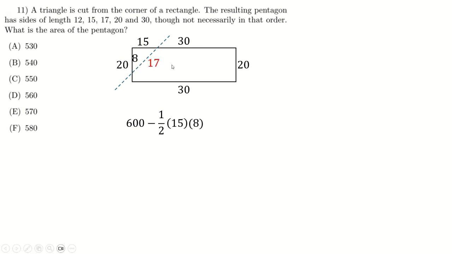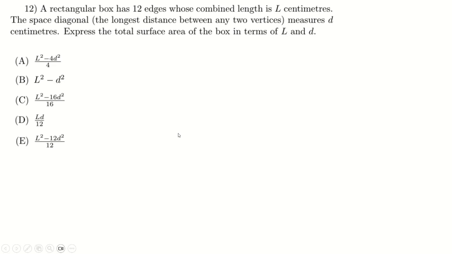The area of the pentagon, of course, is just 20 times 30, which is 600, minus a half times 8 times 15, which ends up being this. There's some nice ways of calculating this, I guess. But yeah, anyway, it doesn't really matter.